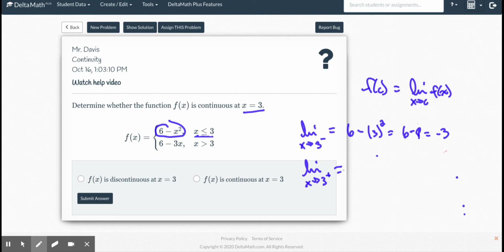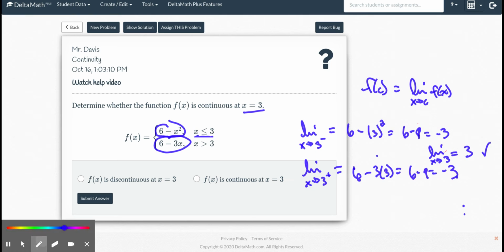Okay, now the right-hand limit is going to be approaching from numbers bigger than 3, so I'm actually going to use this function. So it's still going to be 6 minus 3 times 3, 6 minus 9, which is still -3. All right, so our first thing to note is that the limit actually does exist, right? We can now say that the overall limit as x goes to 3 does equal -3. So that's a good check mark for the first condition.